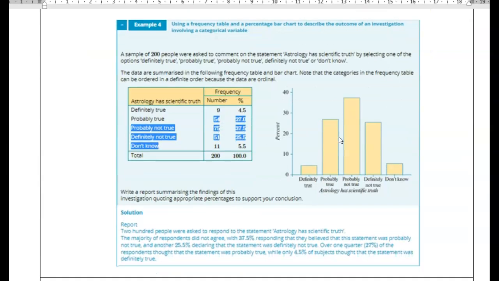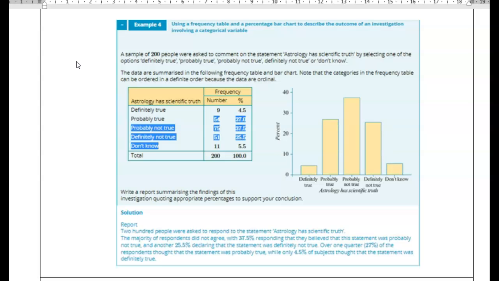Okay, in example 4, we're kind of doing the same thing, but this time we've got a frequency table and we've also got a bar chart. So let's have a look at the context of this problem. So a sample of 200 people were asked to comment on the statement, astrology has scientific truth, by selecting one of the options. Definitely true, probably true, probably not true, definitely not true, or don't know. So the data are summarized in the following frequency table and bar chart. Note that the categories in the frequency table can be ordered in a definite order because the data are ordinal.